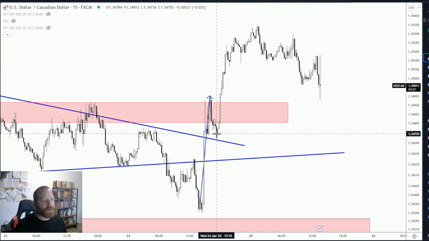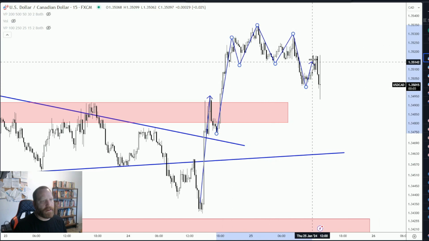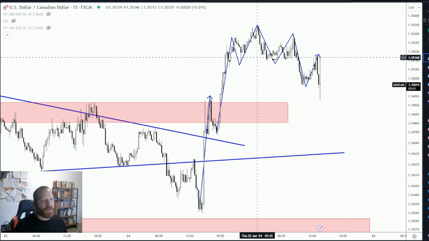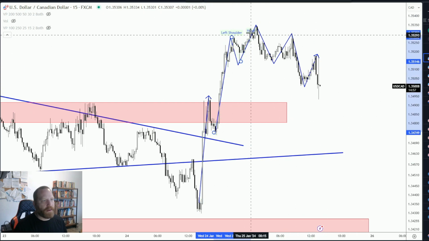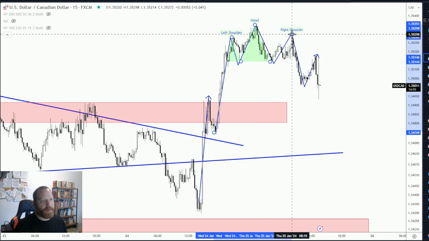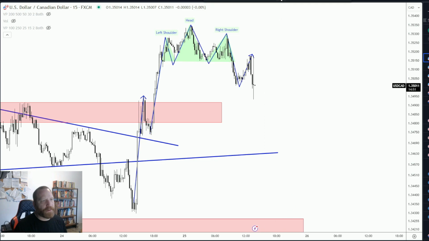But now the structure is showing a head and shoulder pattern here, and we're making lower lows.